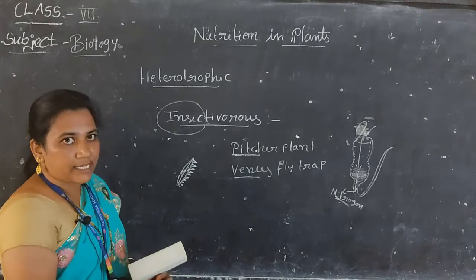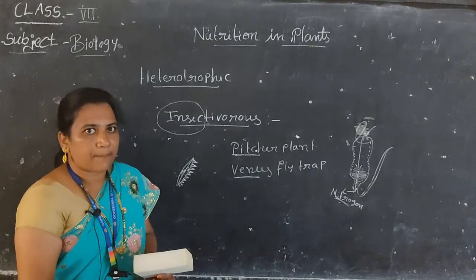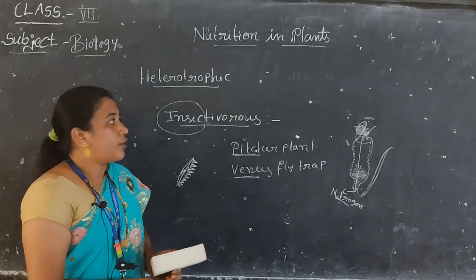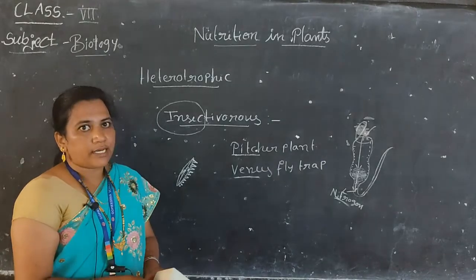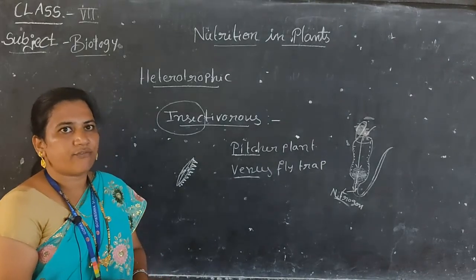So the heterotrophic mode of nutrition is classified into three types. What are they? Parasitic, insectivorous, and saprophytic modes of nutrition. Tomorrow I will discuss the saprophytic mode of nutrition.